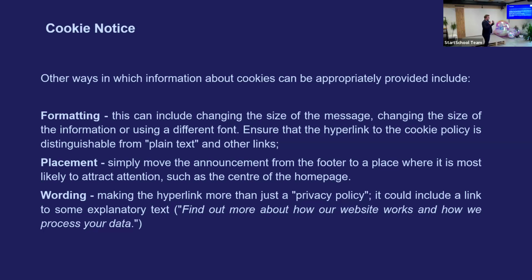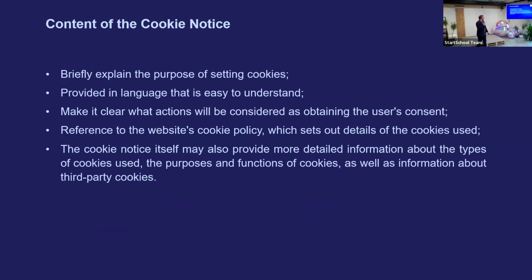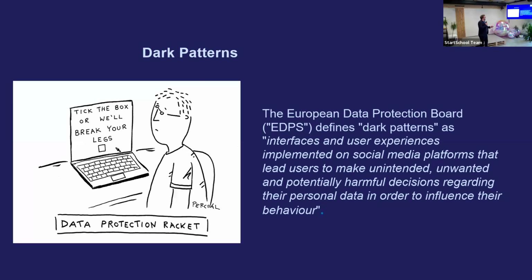So there are things to keep in mind in general: formatting, placement, and wording rules. It must be clearly visible, and best practice is that users should not be able to do other actions while they have not decided regarding the use of cookies. And in the cookie notice, what you must do is briefly explain the purpose of setting cookies. It must be provided in easy language, and must make it clear what would constitute consent. For example, if you click accept, it would constitute that you accept our cookies, so it could be clearly understandable. And there should be a reference to the cookie policy, where there is more detailed information regarding cookie use, and so on.